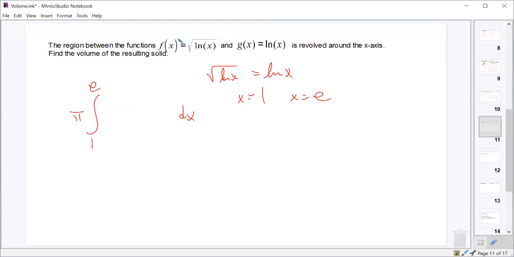For example, what's the square root of 1/4? 1/2. It gets bigger, doesn't it? Or the square root of 1/9 is 1/3, right? It gets bigger. So if you take the square root of something between 0 and 1, you actually get a larger value than you started with. And so therefore, on this interval between 1 and e, root ln x is actually above ln x. Everybody okay with that? Does that make sense?